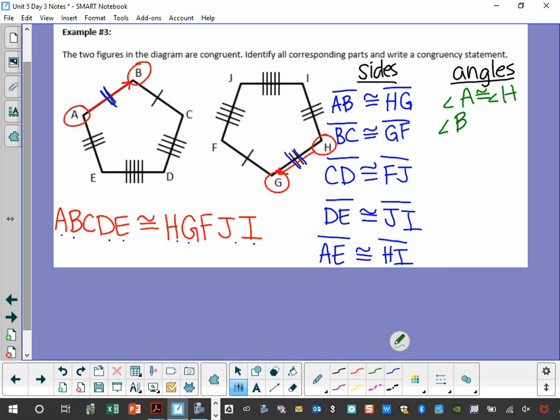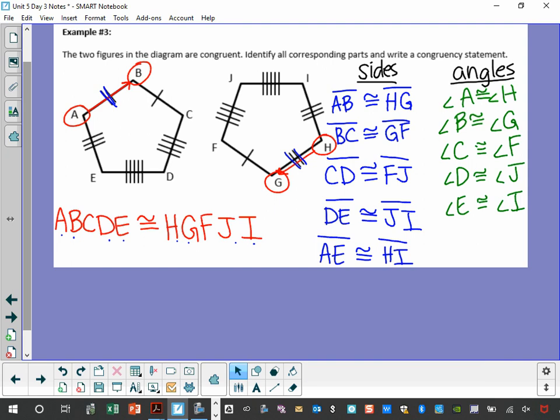Angle B is congruent to angle G. Angle C is congruent to angle F. Angle D is congruent to angle J. And then angle E is congruent to angle I. Are there any questions with how we match up our angles? And once again, you can always look at your congruency statement. If I have angle C, that's right in the middle, that's congruent to angle F, right in the middle.